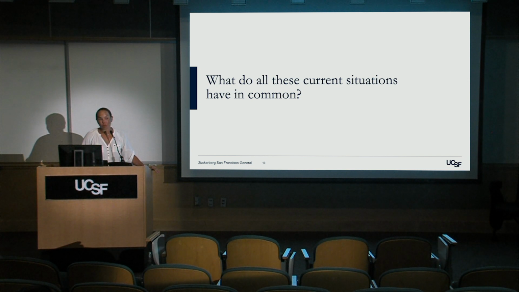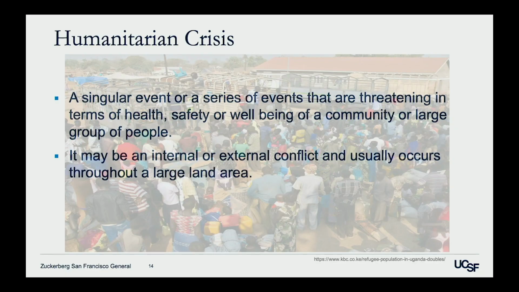These are all lower and middle income countries that are vulnerable to begin with, have conflict resulting in political instability, have economies that are crashing, and have huge populations of vulnerable people that are being affected, resulting in crisis and chaos. All of these countries are currently in a humanitarian crisis for long periods of time, years. What does that mean? A humanitarian crisis is a singular event or a series of events that are threatening in terms of health, safety, or well-being of a community or a large group of people. It can be internal or external conflict and usually occurs throughout a large land area. And we can see this in all of the situations I gave here.